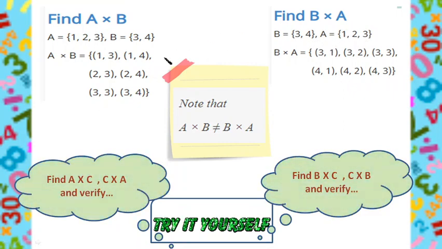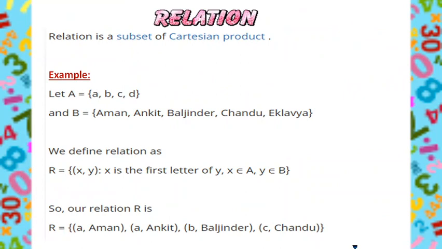And observe, are these two results equal? No, they are not equal. So A cross B is not equal to B cross A. You can even verify this by taking some other examples. You can calculate A cross C and C cross A, B cross C and C cross B, and verify yourself.